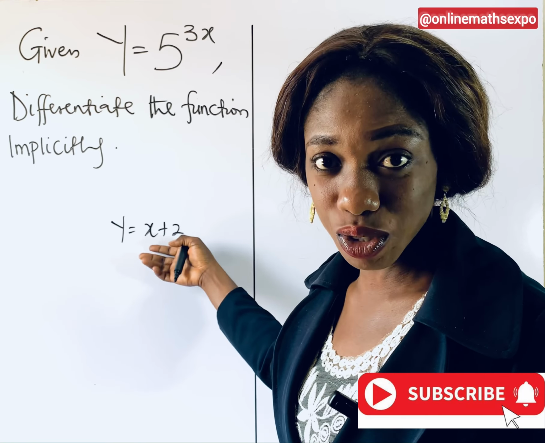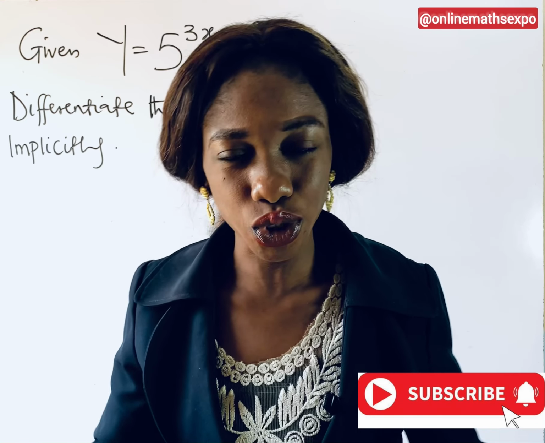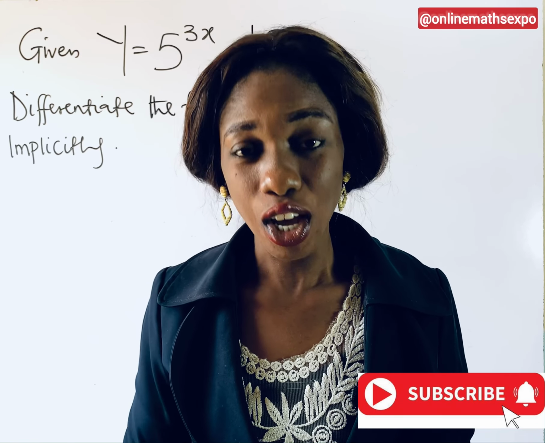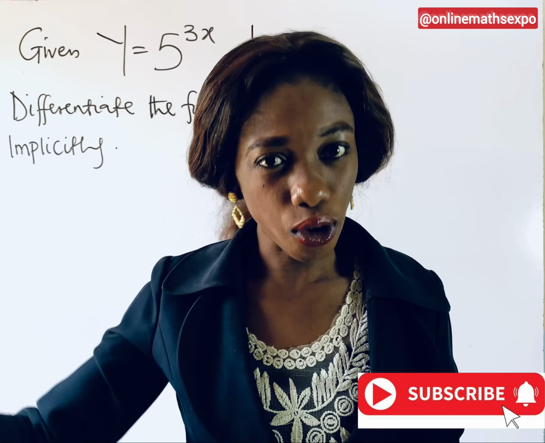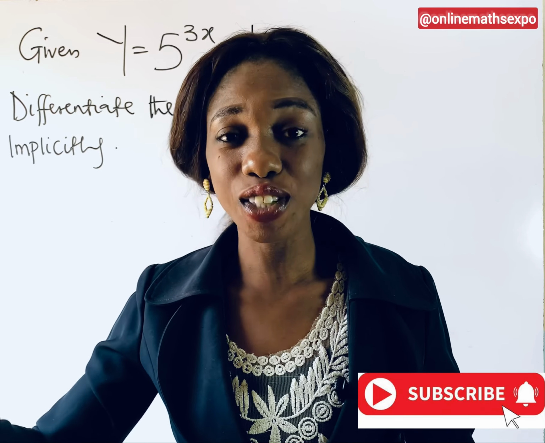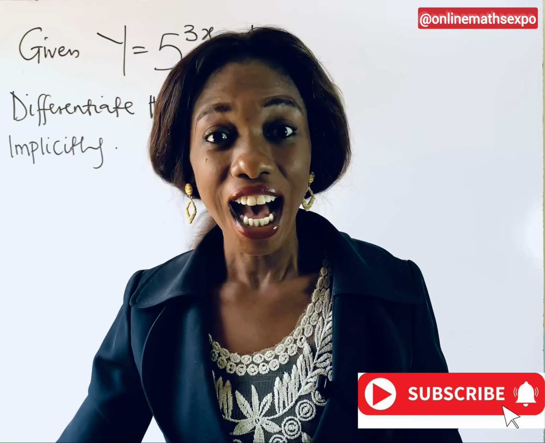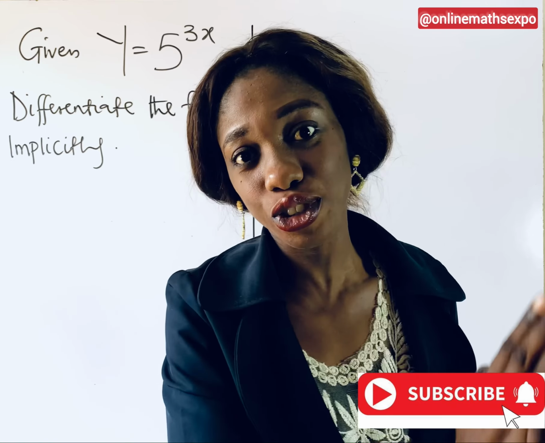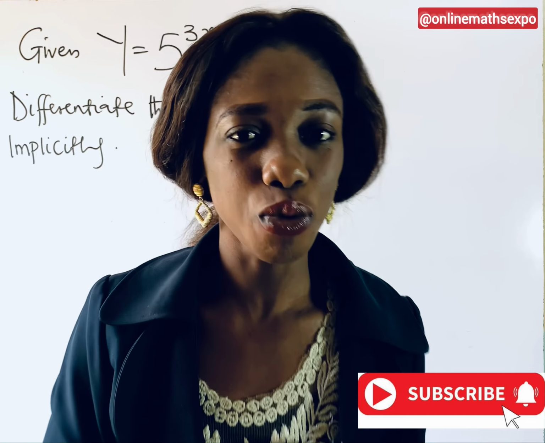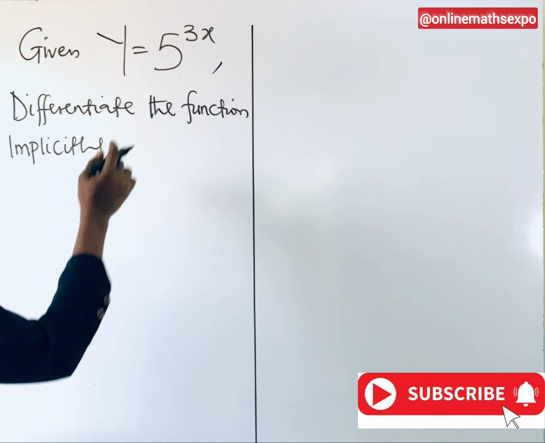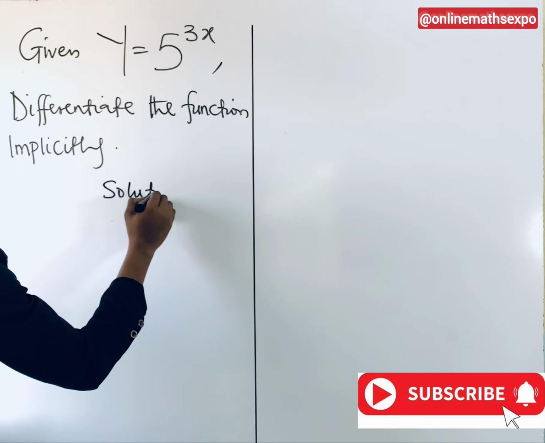But when it is implicit, the functions of x and y are joined together, they are combined. So in that case, you are going to differentiate y as a function of the other. Okay, so you are differentiating y as a function of the other, and you differentiate x as a function of the other. And to do that, join us and let me show you what you are going to do. So to answer this, we are going to begin with the solution.